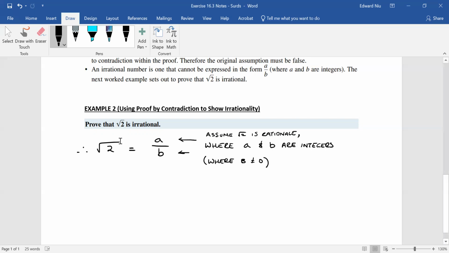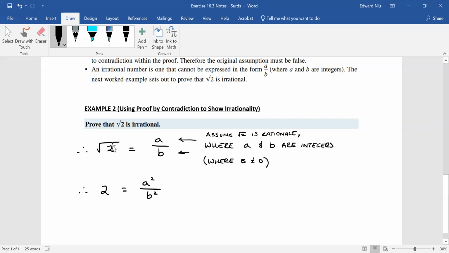So let's assume root 2 was a rational number. Well, then this would be the case. So here we do our algebra. We can say, well, therefore, 2 is equal to a squared divided by b squared.